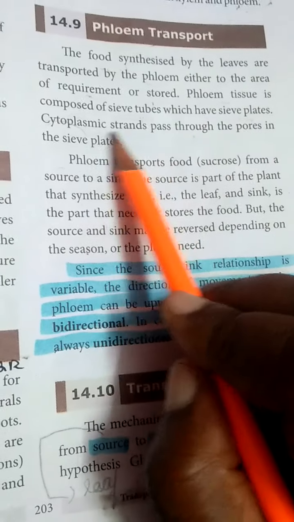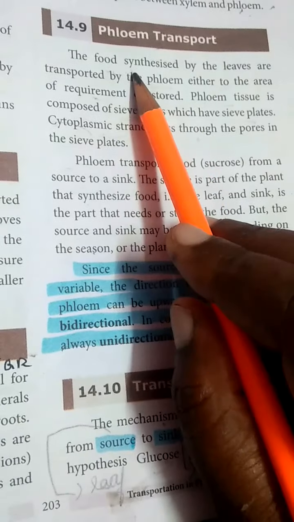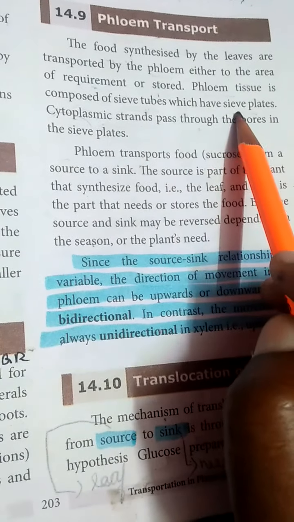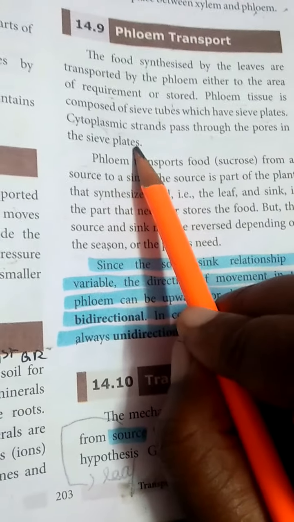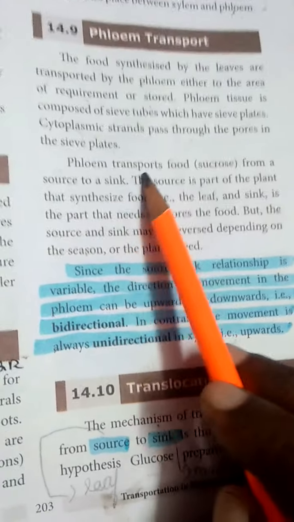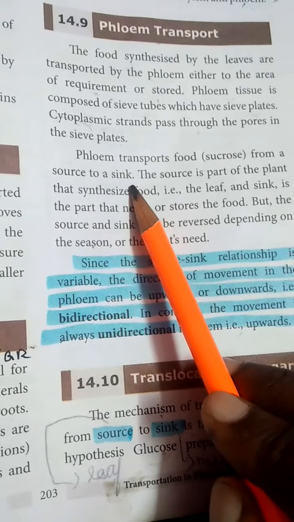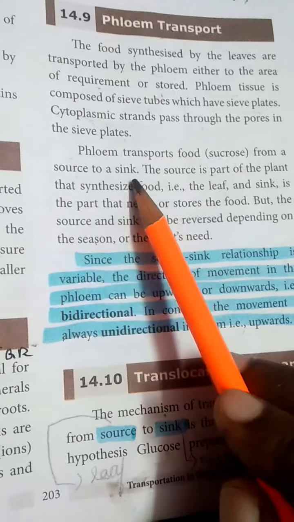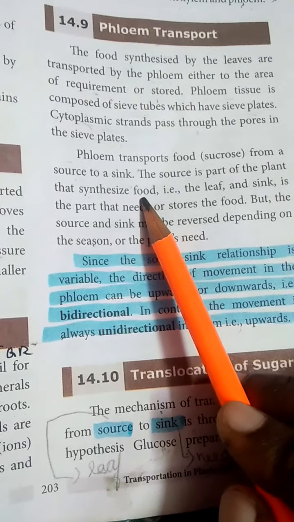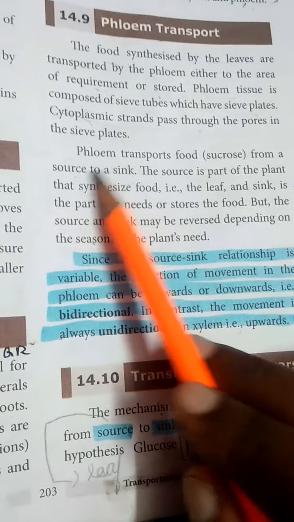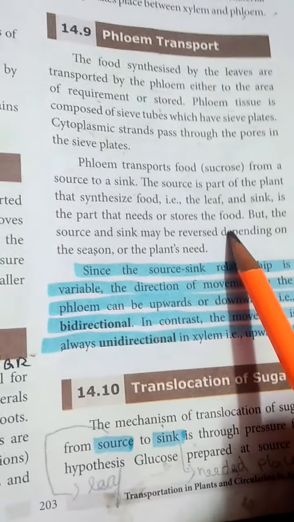Through this, the cytoplasmic strands, that is, with the help of the cytoplasm, the food prepared by the leaves is transported through these sieve plates. So cytoplasmic strands pass through the pores in the sieve plates. The phloem transports food or sucrose from a source to a sink. Now what is a source? Where the food is prepared. The source is the part of the plant that synthesizes the food. In the plant, the source is a leaf, and the sink is the part that needs or stores the food.